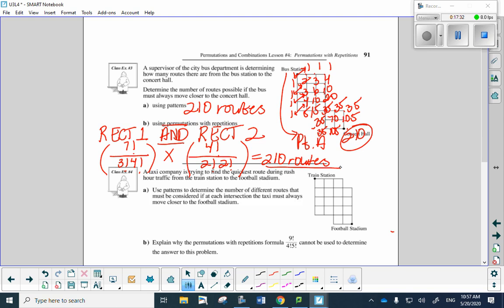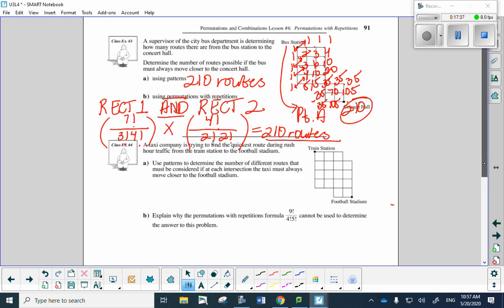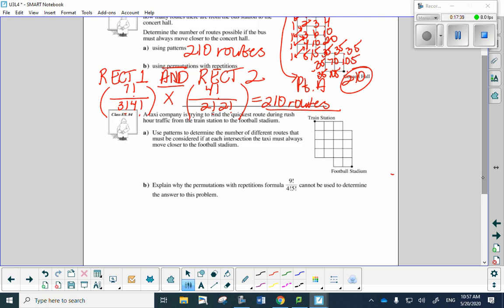Now if we look at the last example, example number 4, it talks about a taxi company trying to find the quickest route during rush hour traffic from the train station to the football stadium. Part A says, use patterns to determine the number of different routes that must be considered if at each intersection the taxi must always move closer to the football stadium. So what do you notice about this picture? Are they perfect rectangles? They are not. So we cannot use the repetition approach. We have to just do it by hand.